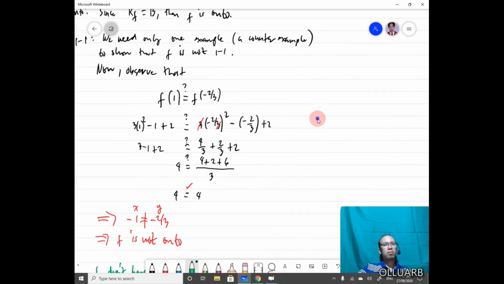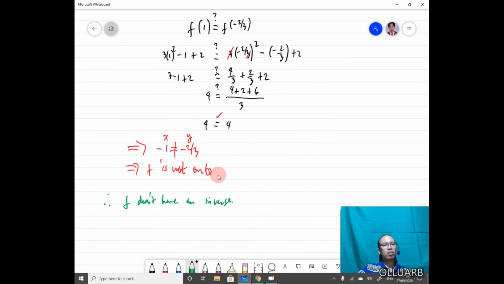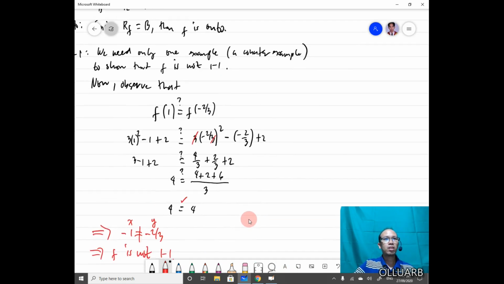Before that, why do we conclude it this way? In order for the inverse of the function to exist, the function must be both one-to-one and onto. Okay, no, sorry, I'm mistaken again. This is one-to-one. I think I am so sleepy now. I made a lot of mistakes.